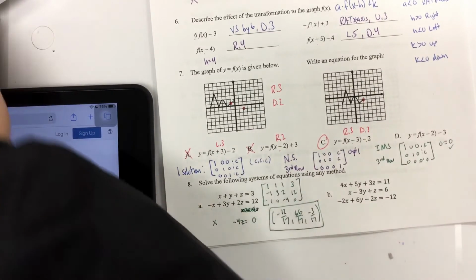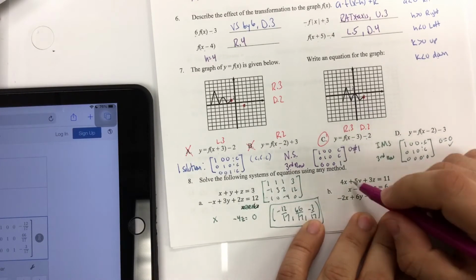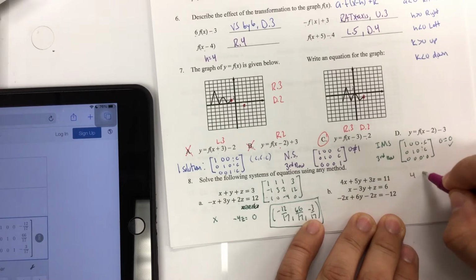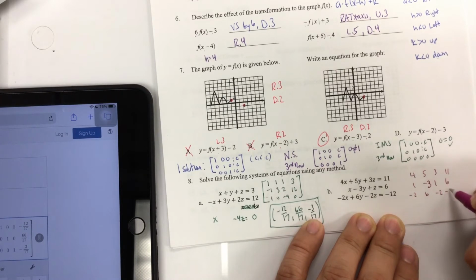All right, for the next one, we notice that everything is already in standard form, so I'm just going to write my augmented matrix. So 4, 5, 3, 11, 1, -3, 1, 6, -2, 6, -2, -12.